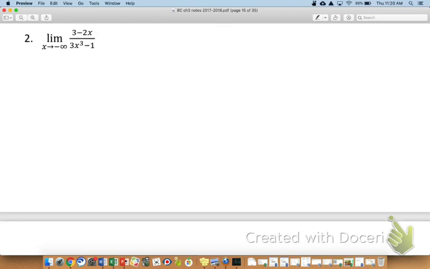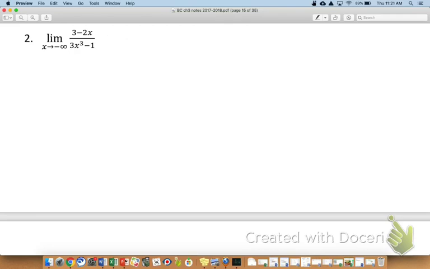Number 2, what do you guys think this is? Number 2, limit as x approaches negative infinity. Heading towards 0. Yep. You could use the degree trick there to help you with that. Or you could divide everything through by x cubed, like we did a minute ago. The answer there should be 0.